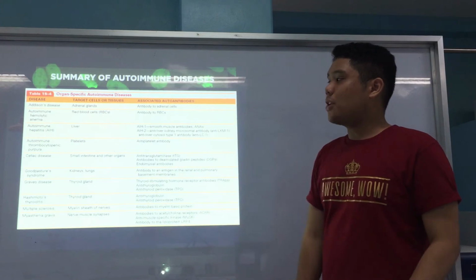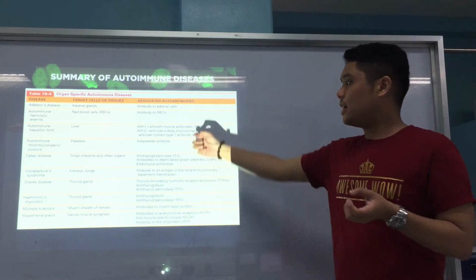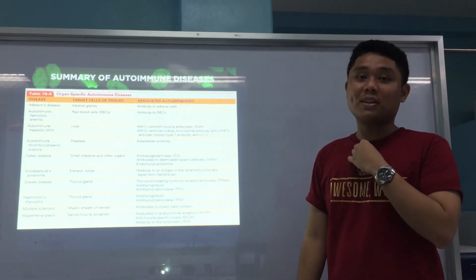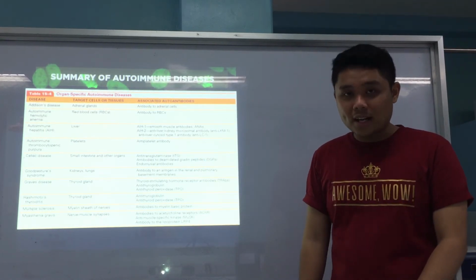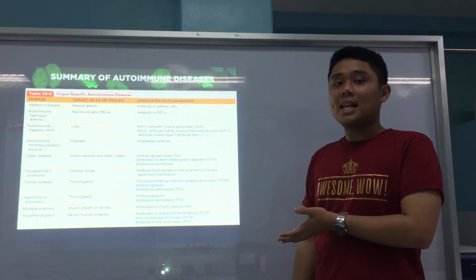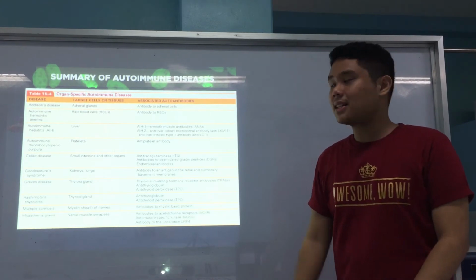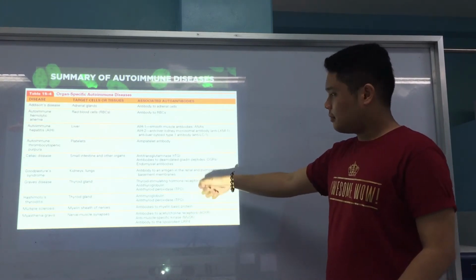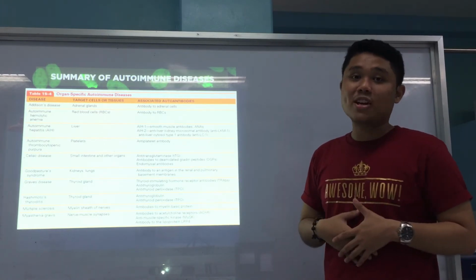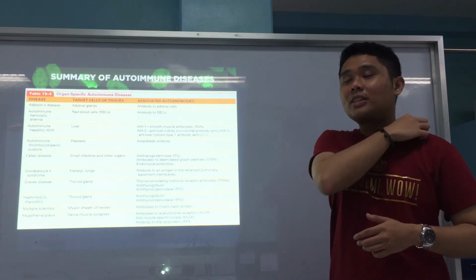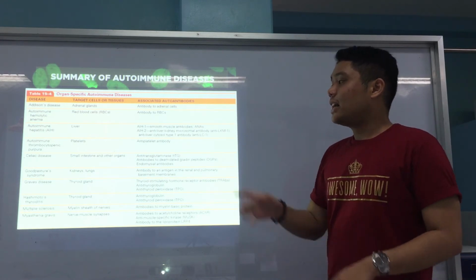Next, you have autoimmune hepatitis. It targets the liver by the name itself. But please take note of the antibody, smooth muscle antibodies. Next, you have autoimmune thrombocytopenic purpura, by the name itself, platelets, anti-platelet antibody. For celiac disease, please take note of the antibodies: anti-transglutaminase and antibodies to deamidated gliadin peptide, since it involves digestion. Okay. Goodpasture syndrome.